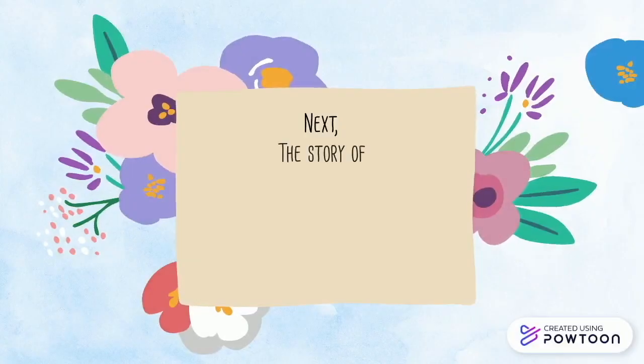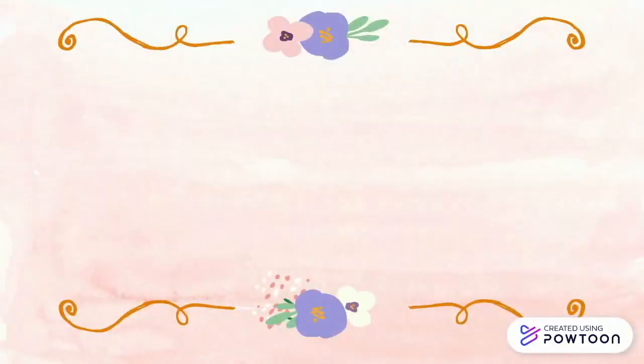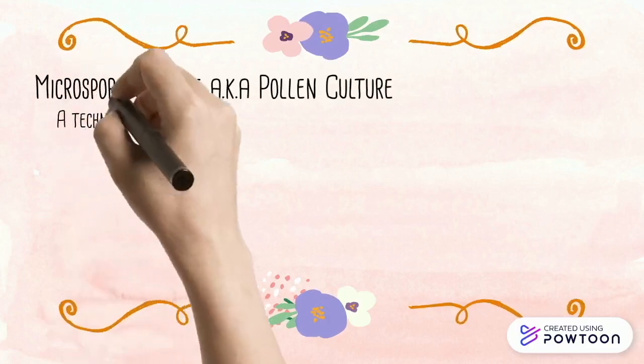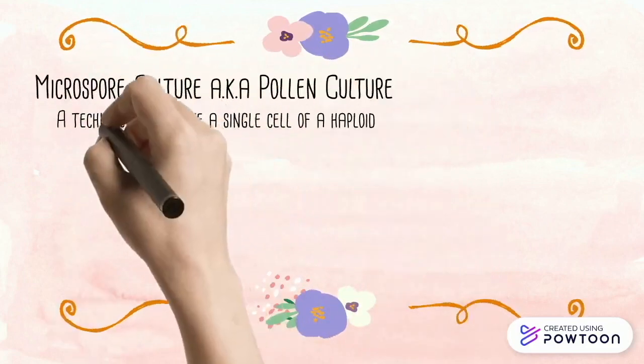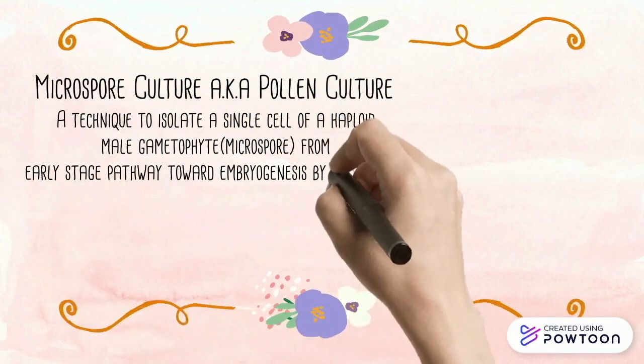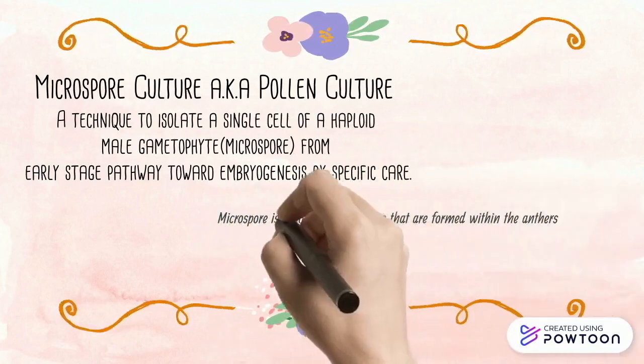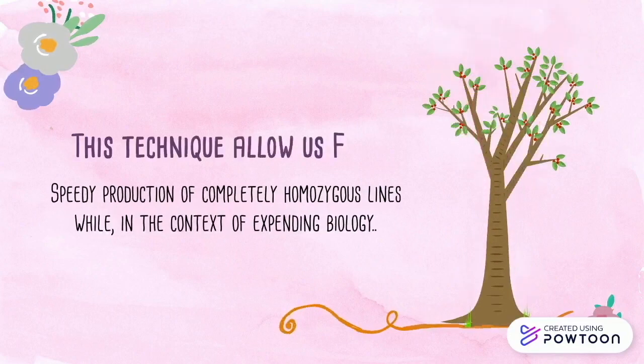Next, we are going to talk about the microspore culture and its uses. Microspore culture, which is also known as pollen culture, is a technique that separates haploid embryos by embryogenesis. This technique allows us to speed up production of completely homozygous lines in the context of expanding biology.